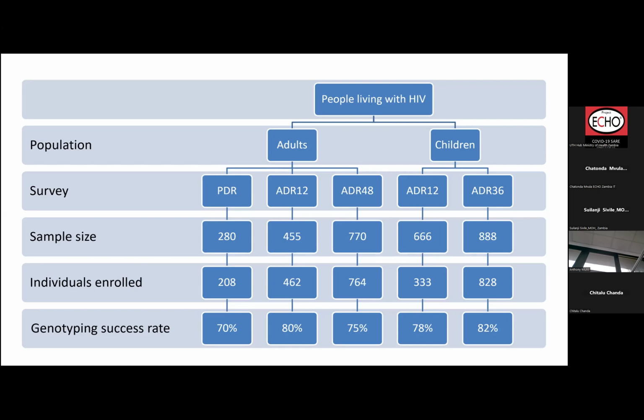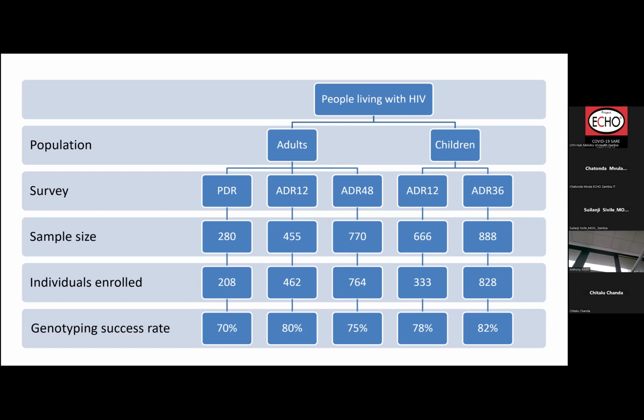So we're looking at pre-existing drug resistance, the PDR, and acquired drug resistance at 12 months of therapy, those who failed after a year, and also at 48 months, which is close to 4 years of treatment. And then for children, we were trying to get acquired drug resistance at 12 months and also at 36 months, which is 3 years.